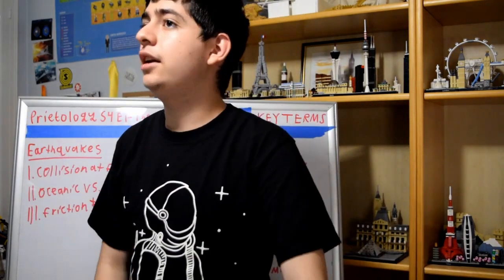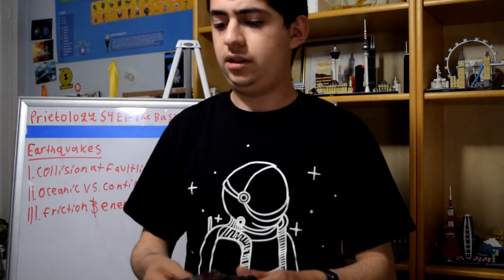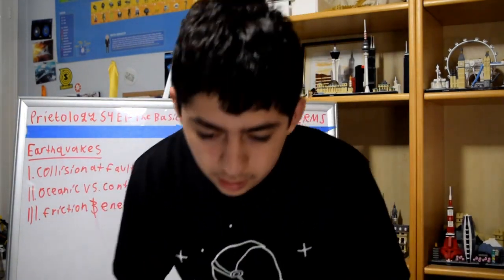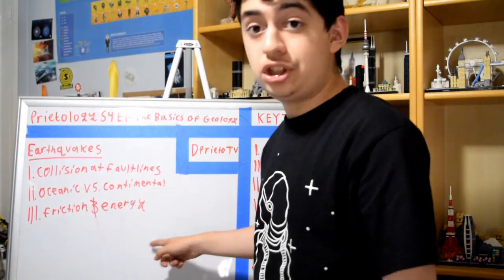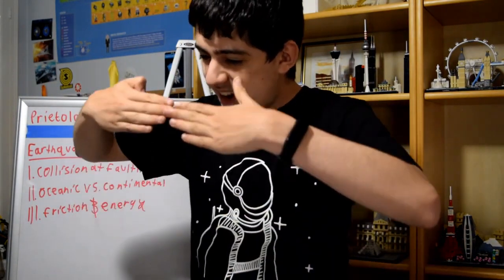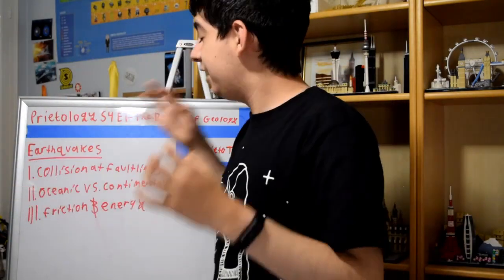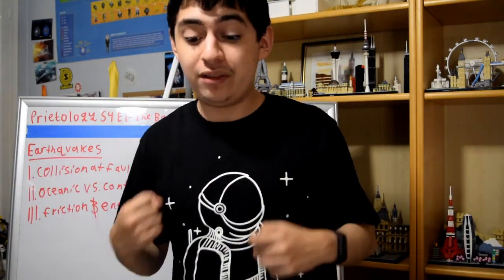Oceanic versus oceanic, I think those will make the undersea mountain ranges, I think. So yeah, that's really it. The friction and energy is what you feel when there's an earthquake. So the friction and energy of two plates sliding against each other, creating immense pressure and energy and friction, all being released in the form of an earthquake. That's a lot of energy.